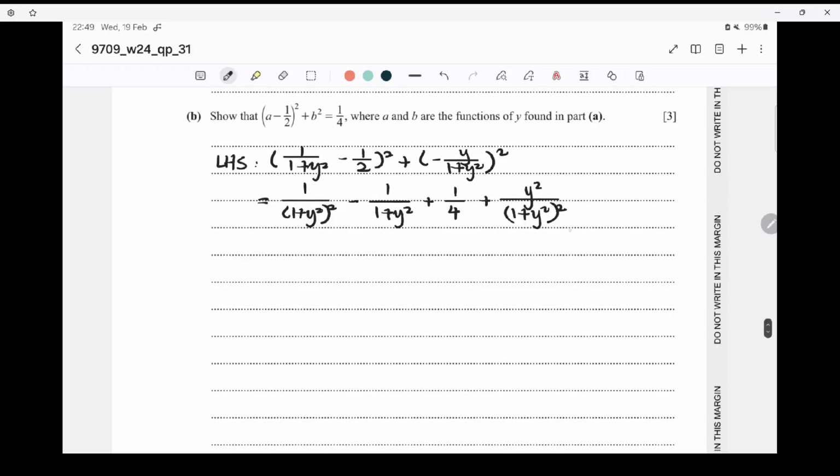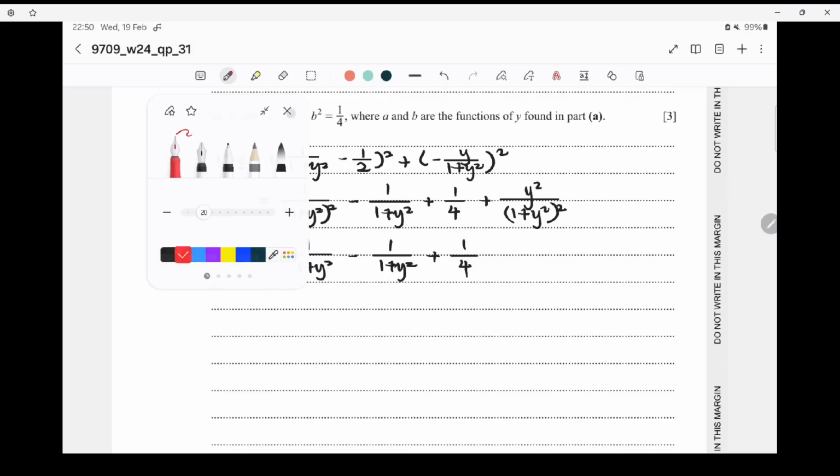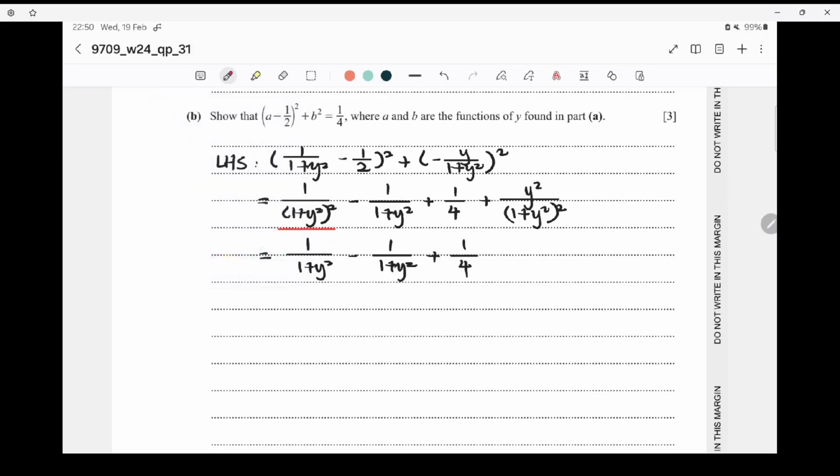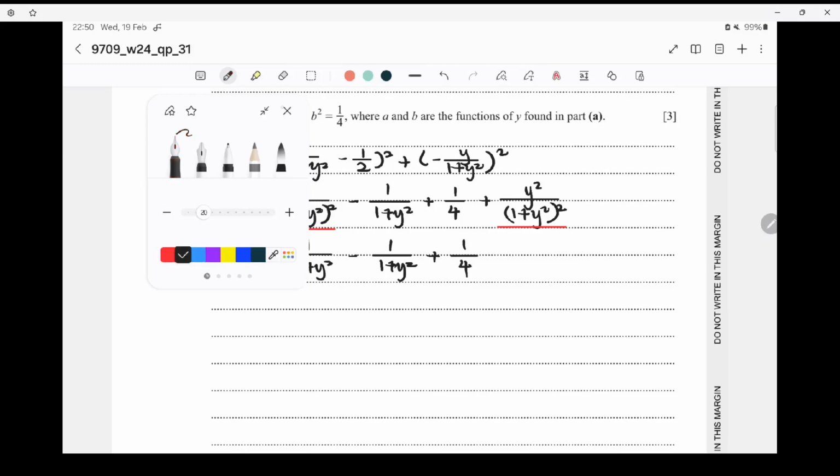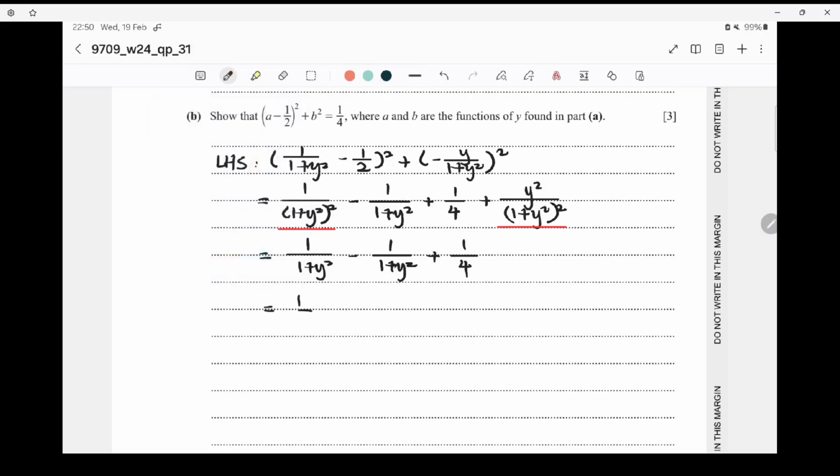So the first term and the last term have y squared plus 1, and then you can factorize it. So you will get 1 over 1 plus y squared minus 1 over 1 plus y squared plus 1 over 4. If you can't see, essentially these two terms can combine together and then factorize with 1 plus y squared. So you get 1 over 4, which is the right hand side.